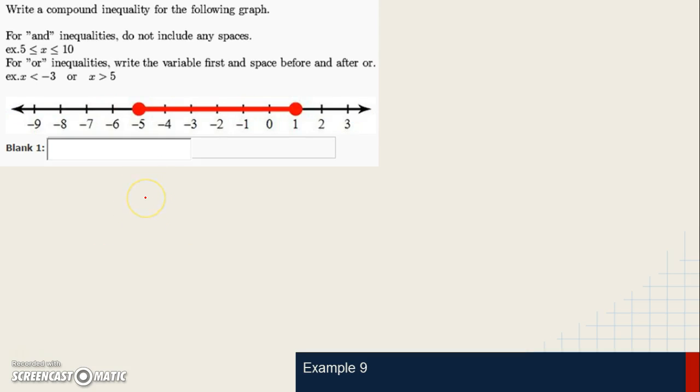All right, example number 9. Here we have an AND, since the line is connected. And it looks as though our smallest value here is negative 5, and our largest value is 1. And since the dots on both of our endpoints, our largest and our smallest value, are closed, we know that these are both equal to's. Negative 5 is less than or equal to x, which is less than or equal to 1.